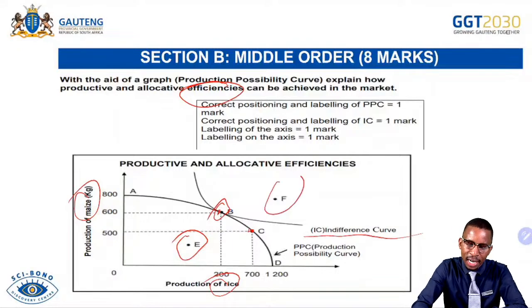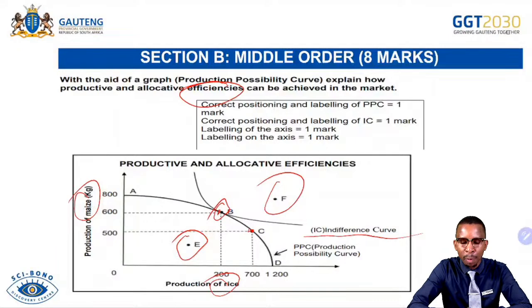So a point outside the PPC is not attainable or not achievable because the firm has fewer resources to produce at point F, but the firm can only produce along the PPC or inside. Remember that if the firm is producing inside the PPC, it is allocatively inefficient. If the firm is producing along the PPC, especially at point B, where it is tangent with the PPC, the firm is allocatively efficient. And then points along the PPC indicate productive efficiency.